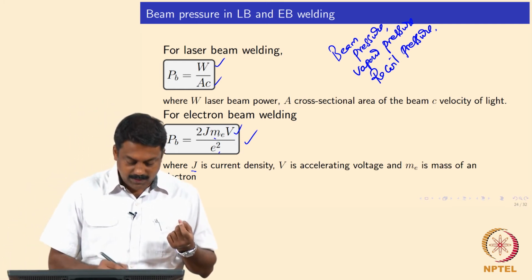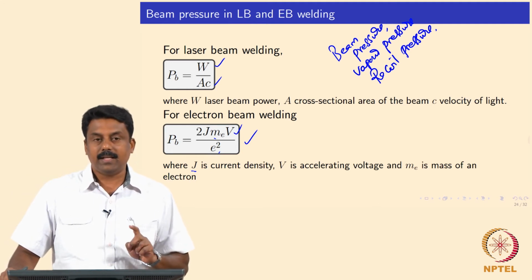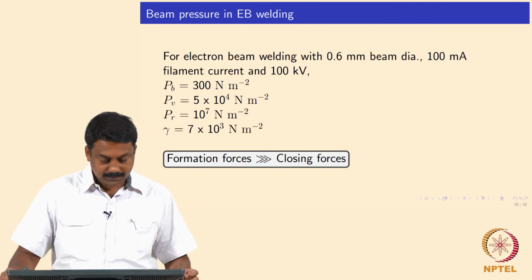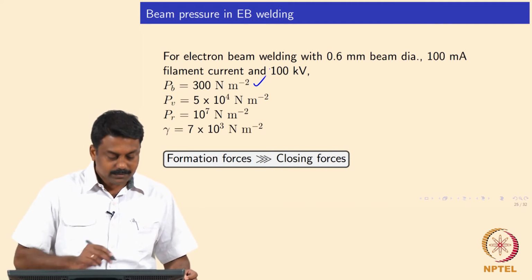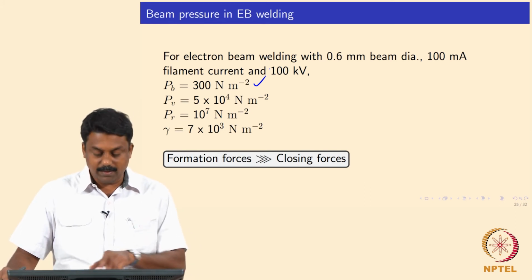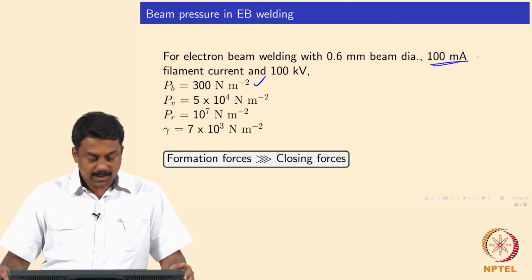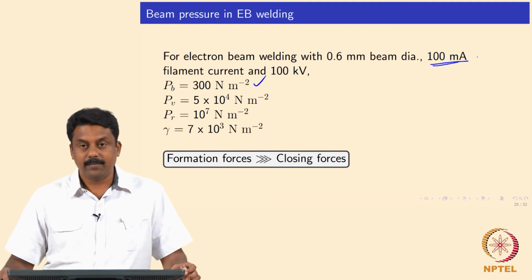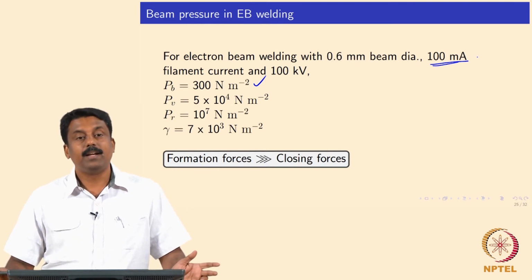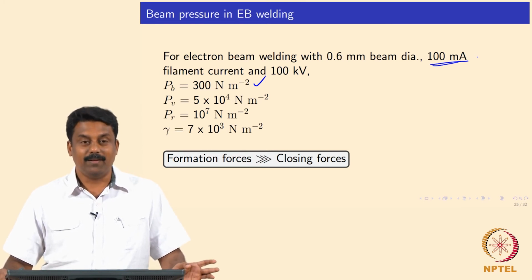So, the m and e, these are the electron mass and the charge, right. So, the J and V determine the beam pressure, and if you look at the beam pressure of electron beam welding, it will be much higher, right. If you do a simple calculation using a target current of 100 milliamperes and an acceleration voltage of 100 kV, we can achieve a beam pressure of 300 Newton per meter square. So, 300 megapascal. Okay. So, that is huge, the beam pressure itself.